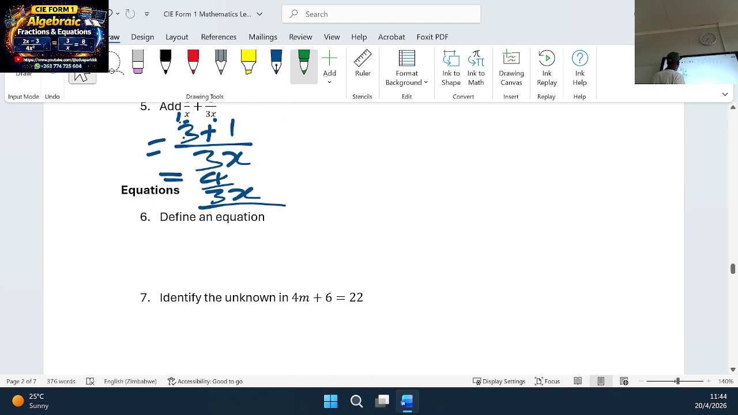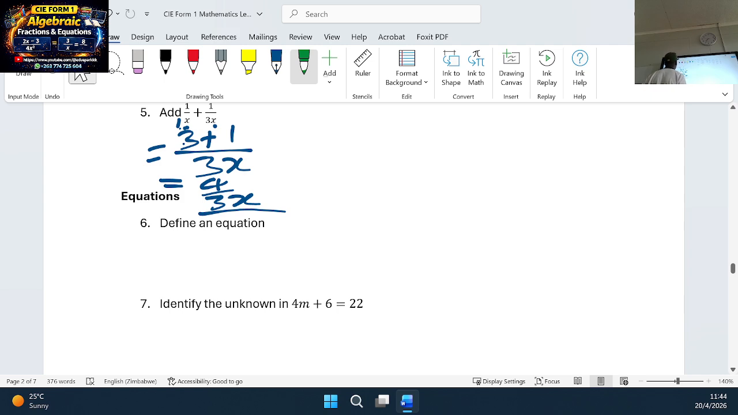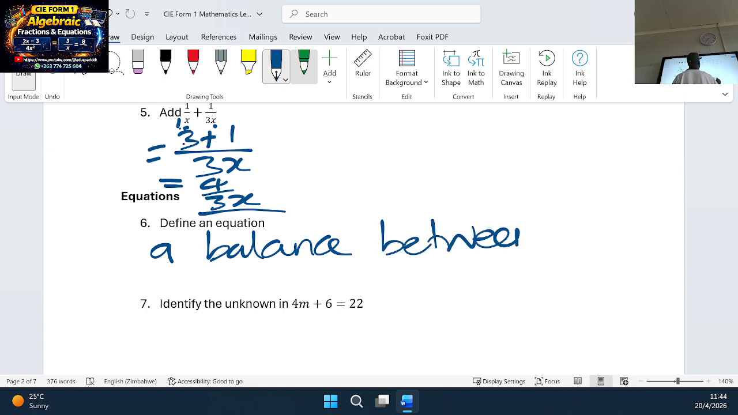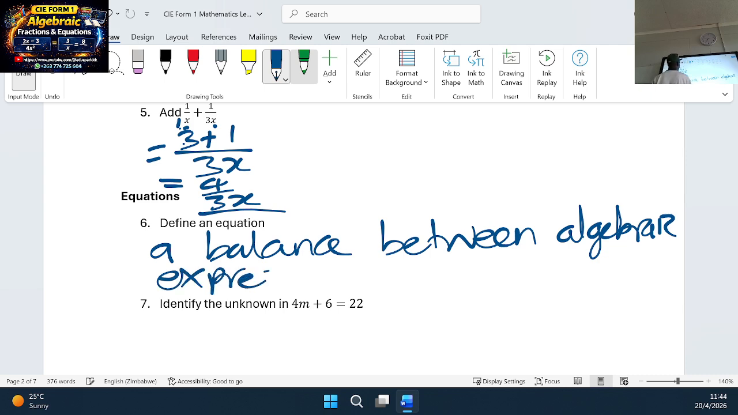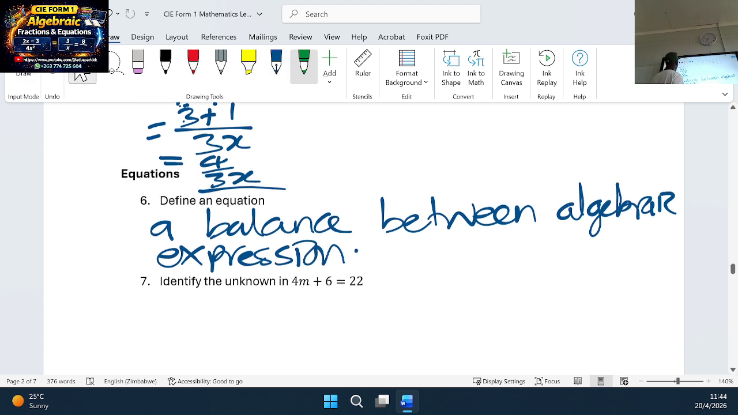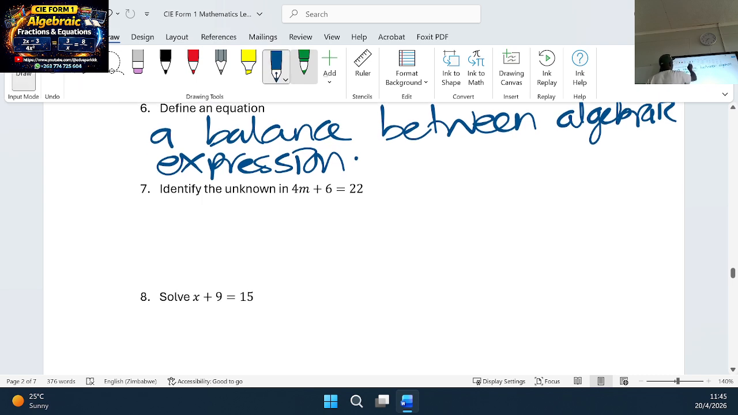The next problem, we are asked to give a definition of an equation. So an equation, we can define it as a balance between algebraic expressions. So when I say balance, it means the equal sign is appearing somewhere. So it balances the left and right hand side. Identify the unknown in the equation 4m plus 6 equal to 22. At least 6 and 22, they are known, but m there is an unknown. So m becomes the unknown.